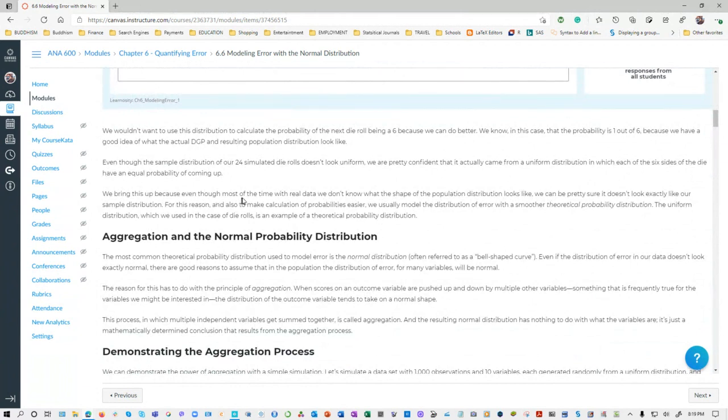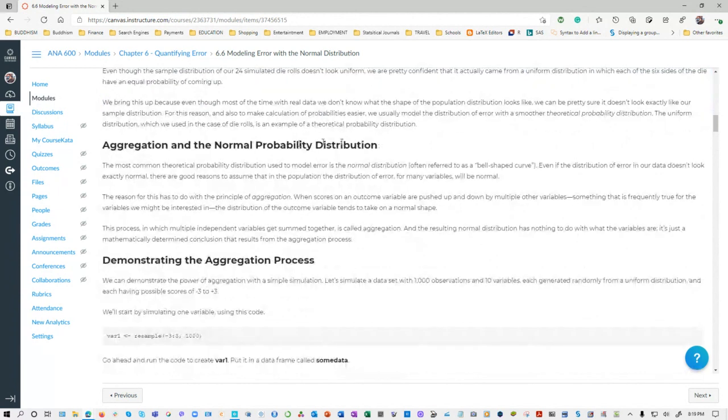We bring this up because most of the time when we read real data, we don't know what the shape of the population distribution looks like. We can be pretty sure it doesn't look exactly like our sample distribution. For this reason, and also to make calculation of probability easier, or for mathematical tractability, we usually model the distribution of error with a smooth theoretical probability distribution. The uniform distribution, which we used in the case of the die roll, is an example of a theoretical probability distribution.